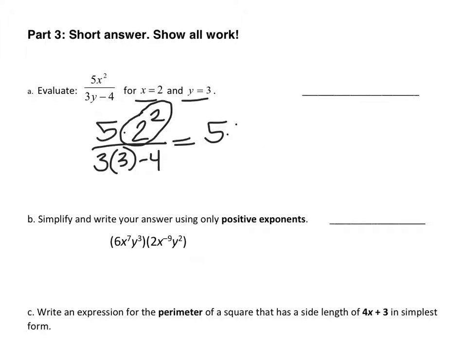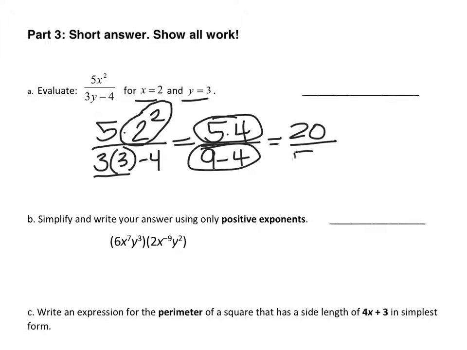The top becomes 5 times 4. 3 times 3 is 9, so the bottom becomes 9 minus 4. 5 times 4 in the top gives you 20. 9 minus 4 in the bottom gives you 5. And 20 divided by 5 gives you a final answer of 4.